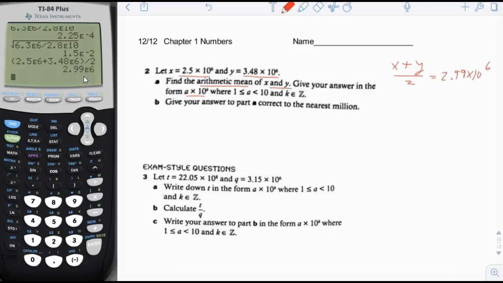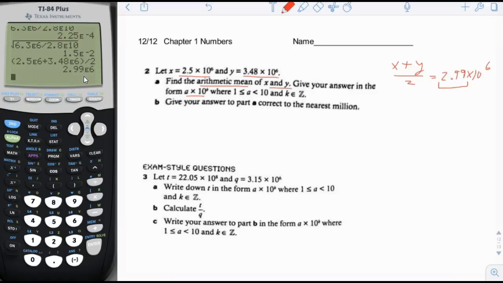One good thing about scientific notation is that it clearly shows how many significant figures there are, right? Because if you would write this out as a number, it would have a bunch of zeros at the end, and you don't know if the zeros are significant or not. But when you write it in scientific notation, if you don't put the zeros at the end, then you know that the zeros are not significant. Give your answer to part A correct to the nearest million.